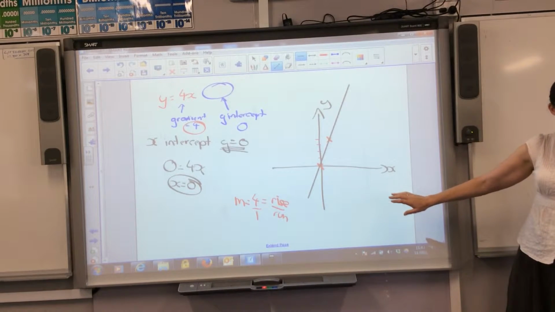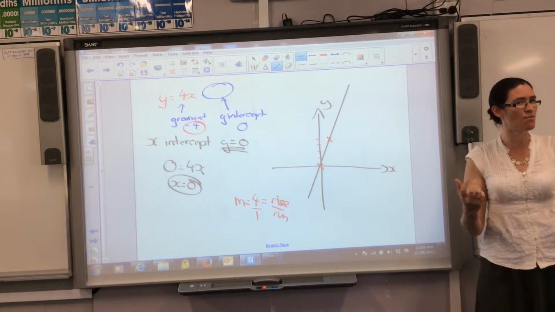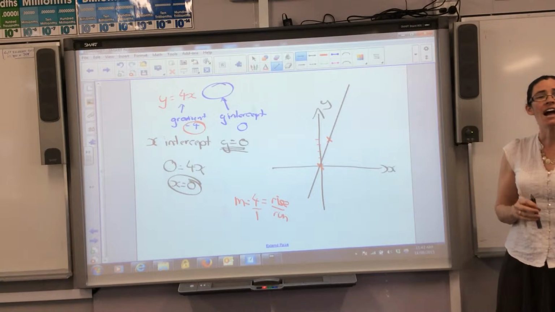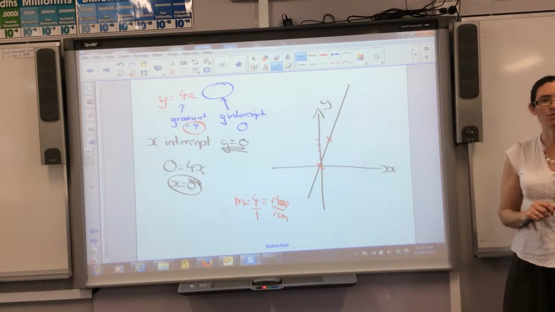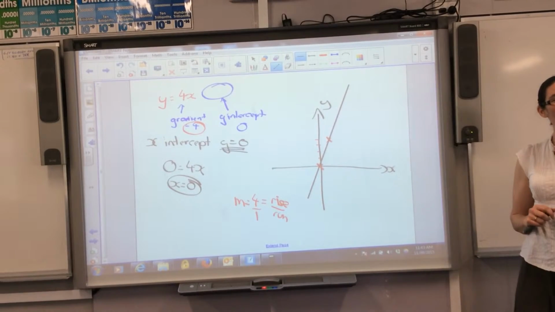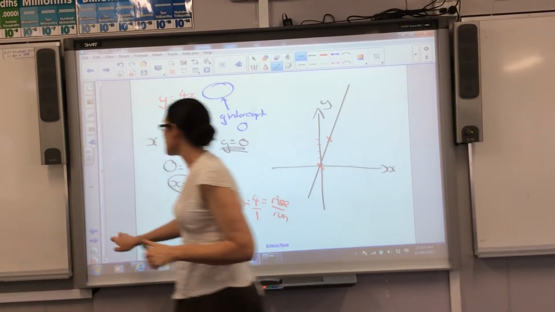Does everyone understand why I had to draw that one differently? Because I couldn't find a different x and y intercept. Okay, how do I find the x-intercept? What am I going to put? 0. Yes, so to find the x-intercept, you're always going to put y as 0. Alright, last example.